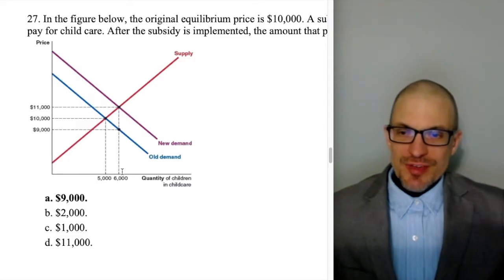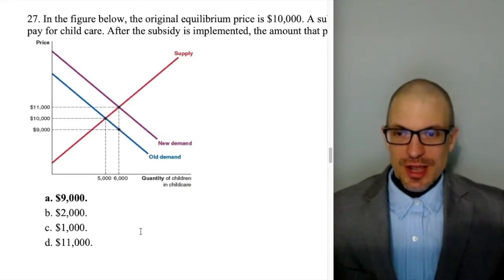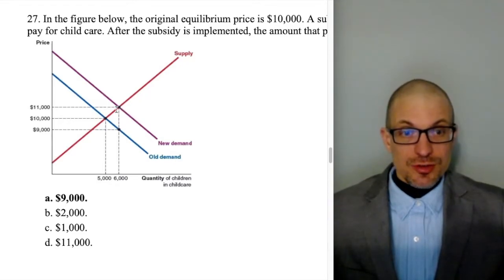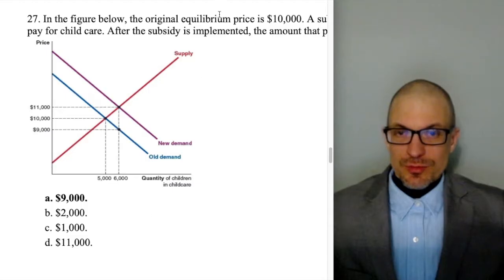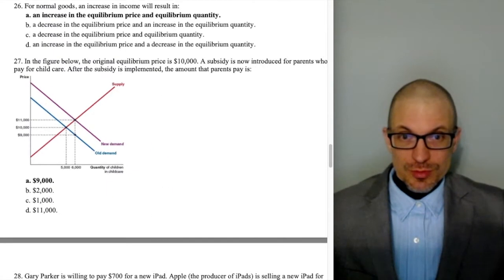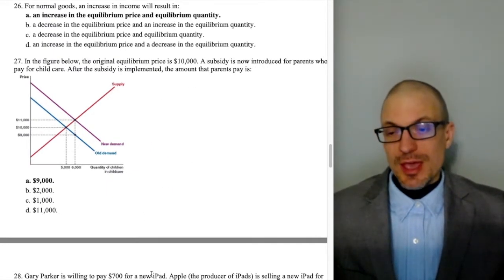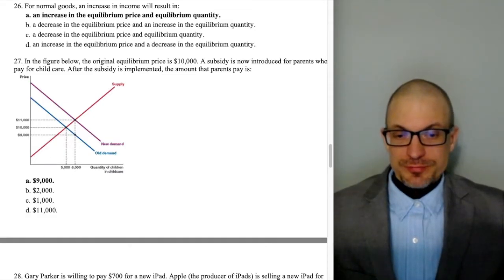So buyers valued 6,000 children in childcare at $9,000, and then the government kicked in $2,000 to be able to make that happen, right? Because it cost sellers $11,000 to put 6,000 children in childcare. And so the amount, what was I saying? It's 9,000, but what do we phrase this as? The amount parents pay, yeah. So the price paid by buyers.